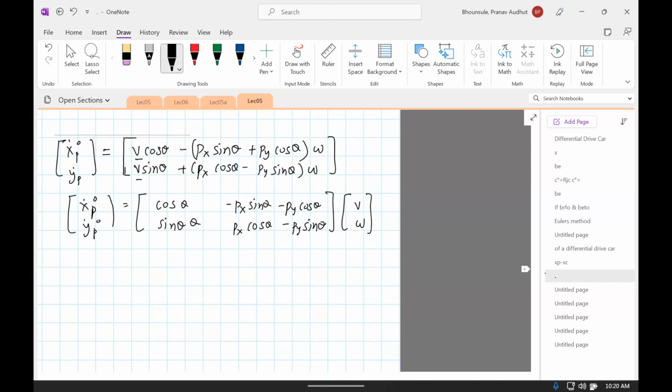Okay, so this is my final expression for the rate of change of velocity of the point P, and the point P is the one which I'm interested in tracking a curve.